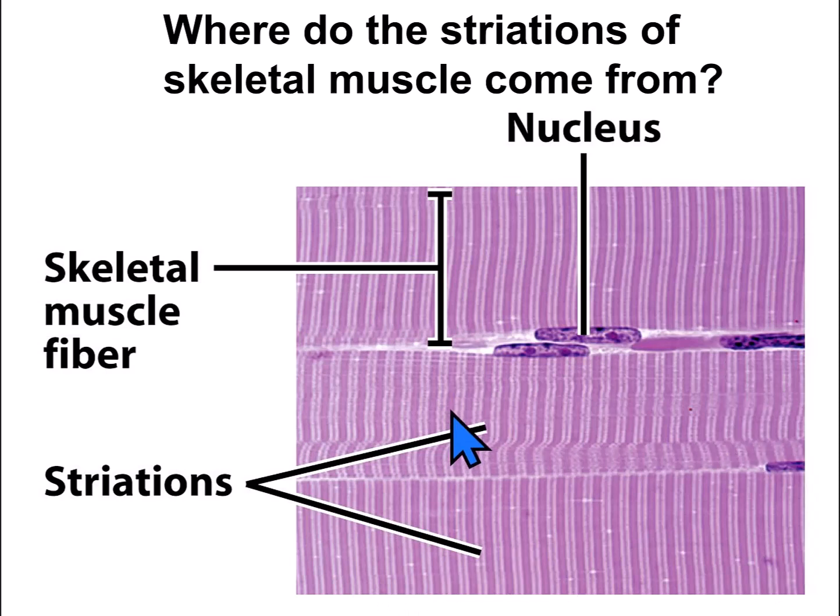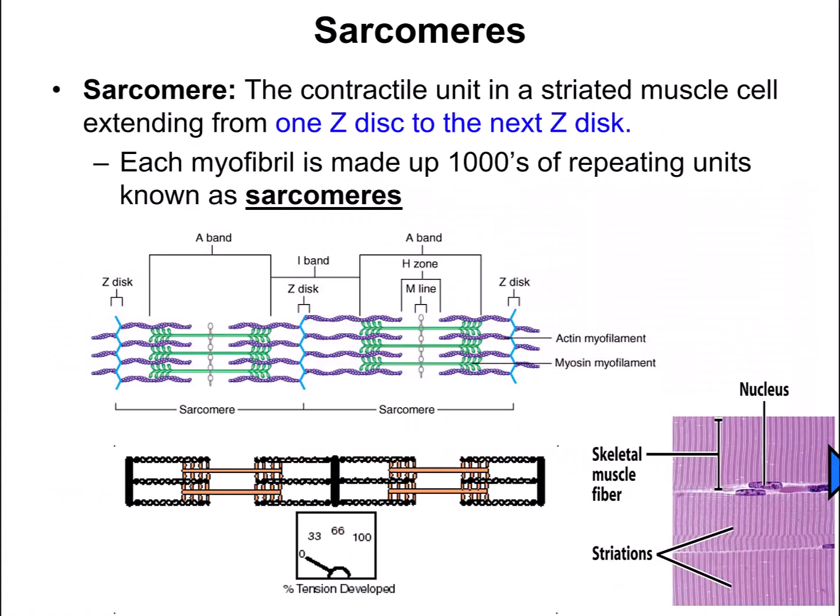As we go through the sarcomere, I want you to pay attention to what exactly is causing these striped appearances. What structurally is causing this? And as we go through this video, you should be able to answer the question: what makes the striations? So we look at the sarcomere. This is the contractile unit of striated muscle cells.